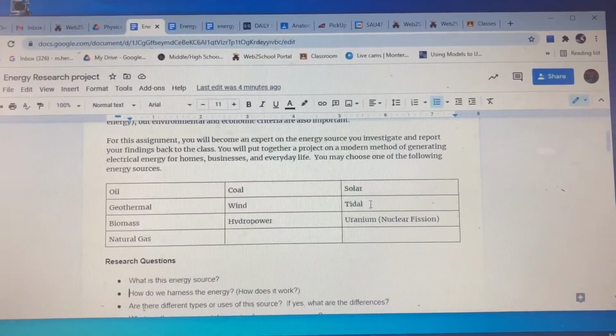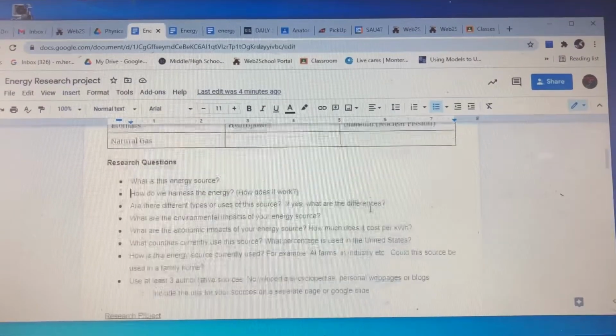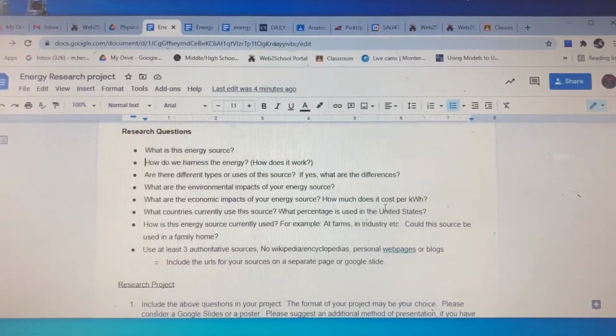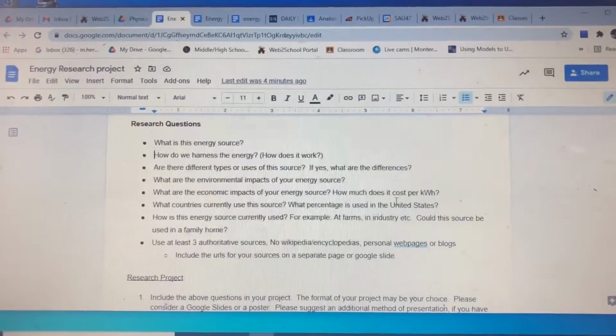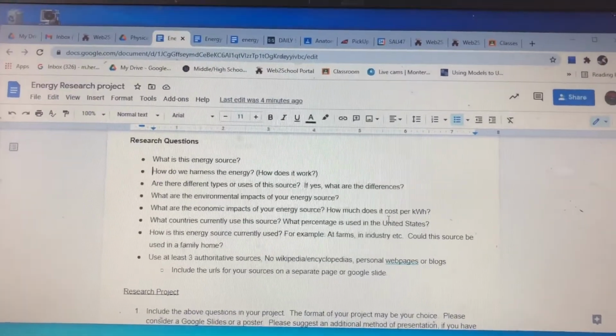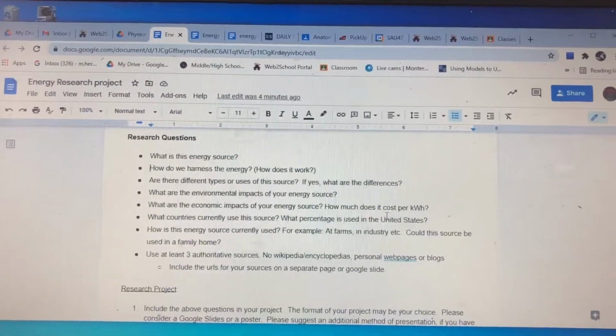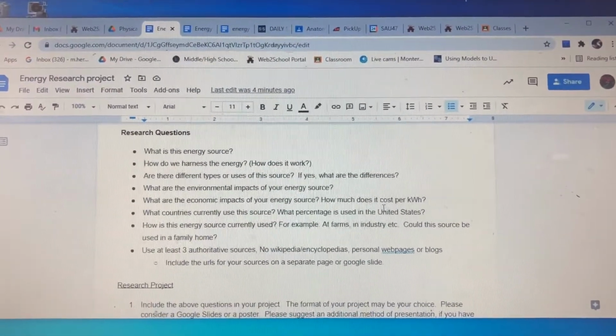So here is the list of research questions that you have to answer about your project. So what is the energy source? Give me a brief description. You don't need a lot on this part. That's going to be short.